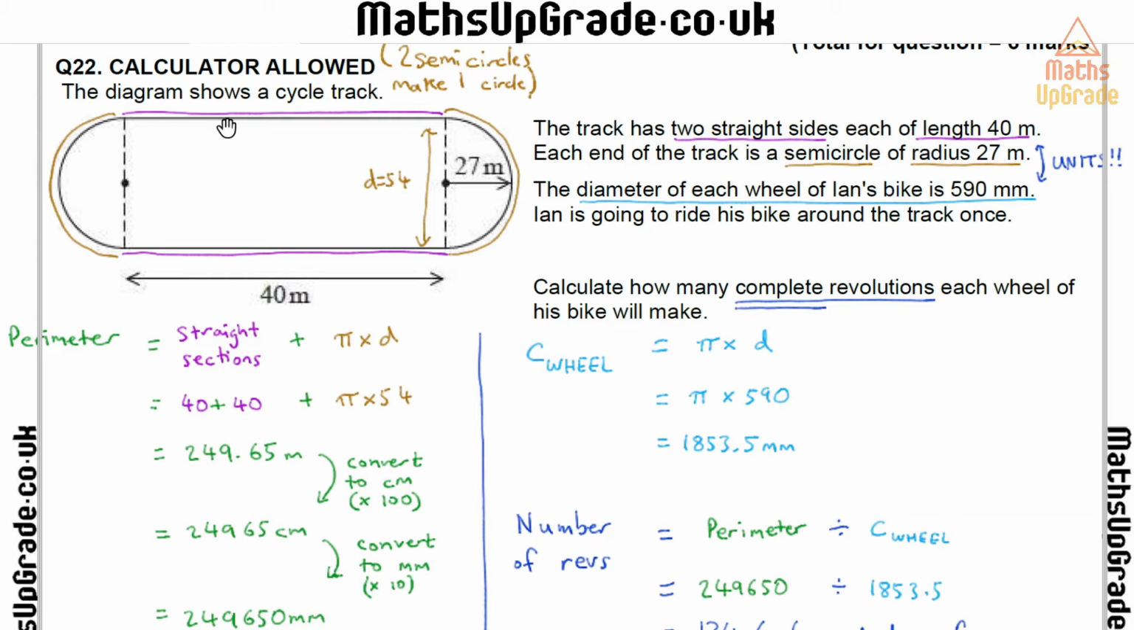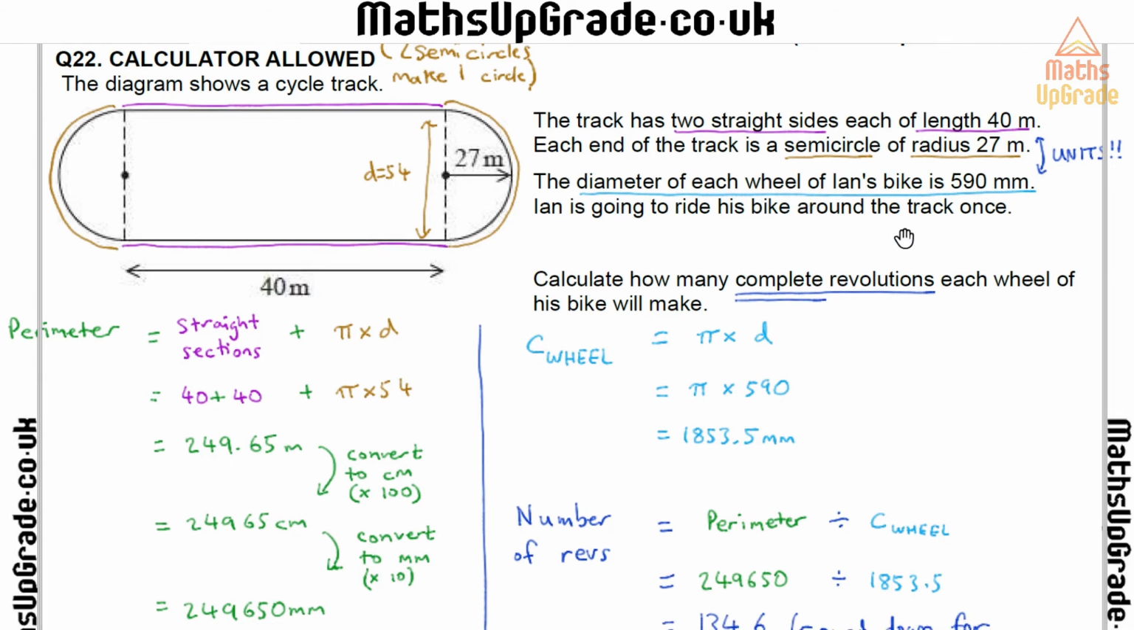So I'm just going to put these together to make a circle. So the whole perimeter is going to be 40 add the circumference of that whole circle, which is pi d, and the diameter here, remember, is not 27. 27 is the radius, so the diameter is 54. So 40 add pi times 54, and that would give me 249.65 meters.